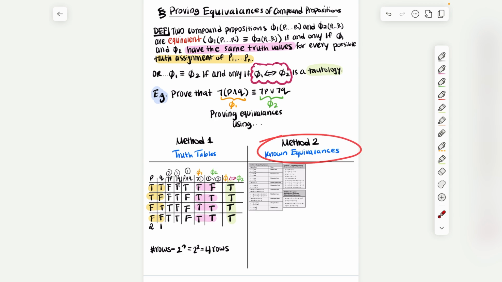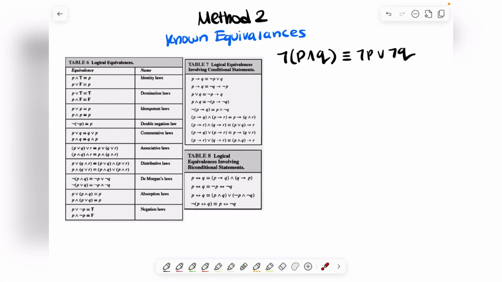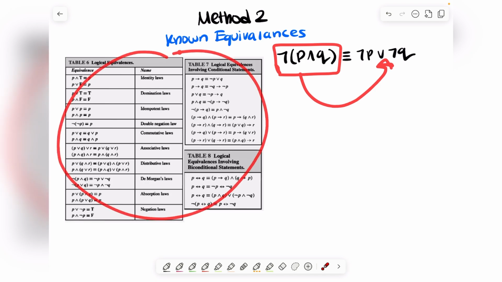Now let's do method 2, which is doing the same thing, proving that these two compound propositions are equivalent, but using known equivalences instead of a truth table. So let's go ahead and zoom in. The idea with using known equivalences, which is just a fancy way of saying all of these laws and identities, is by taking the longest side, this is the longest side in this case, or whatever looks more complicated, and trying to get it to look like the other side by using one of these identities or laws.